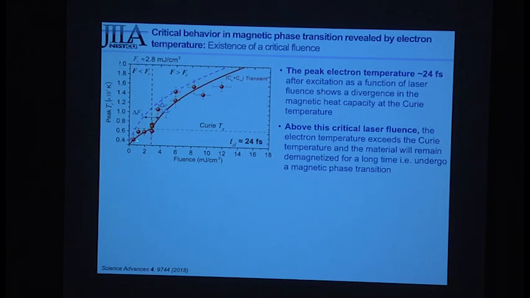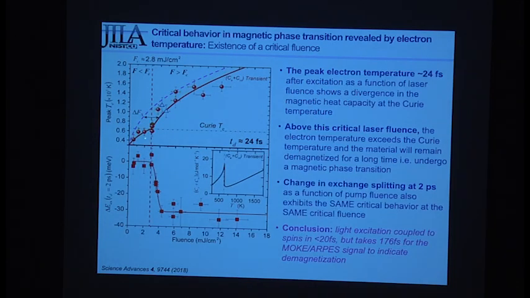Now, if there was no contribution from the heat capacity of the spin system, you would expect the electron temperature to follow this purple curve. But because the electron temperature is not increasing as fast as you would expect, the difference is the heat capacity of the spin system. So although with magneto-optic spectroscopy it takes around 200 femtoseconds for the magnetization to collapse, the energy is going into the spin system within 24 femtoseconds, much faster than you get the spectroscopic signature.